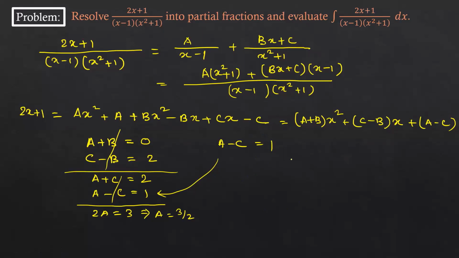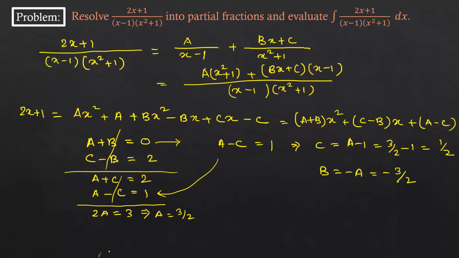Yes, sir. Okay. By putting that a is equal to 3 by 2, you can get your c. What is c? c is equal to a minus 1. That means 3 by 2 minus 1, which will be 1 by 2. And your term b, you can easily see from here that b will be similar to minus a, which is minus 3 by 2.